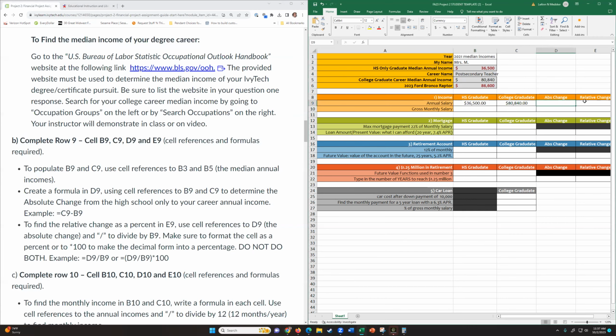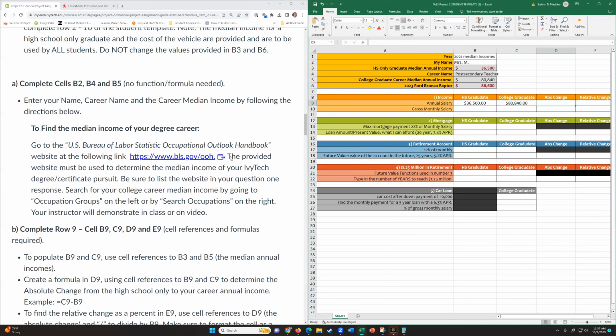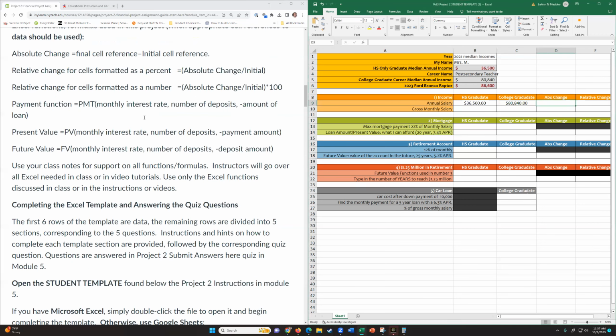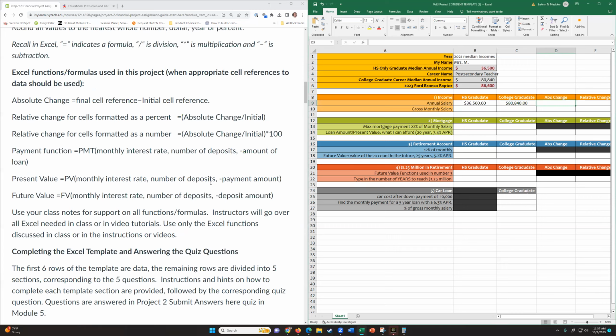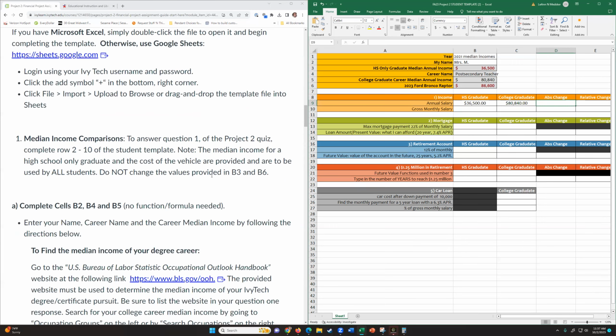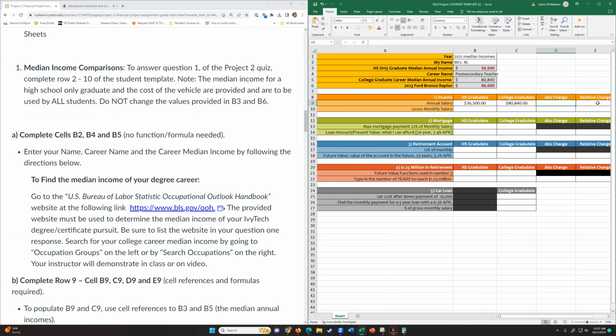Then we have these two things over here. We're wanting an absolute change and a relative change. Remember, absolute change is new minus old. Relative change is your absolute change, which is new minus old, divided by the old. Okay, so those are two formulas. We had that listed in the reminders of formulas you might need for Excel. If you're using Excel, this is already formatted in percentages for relative change.